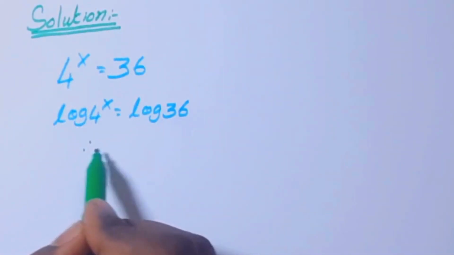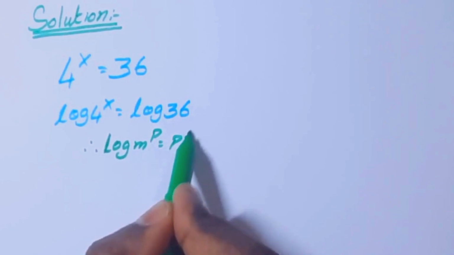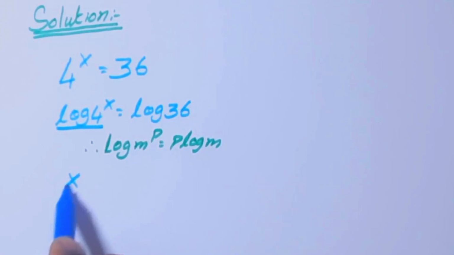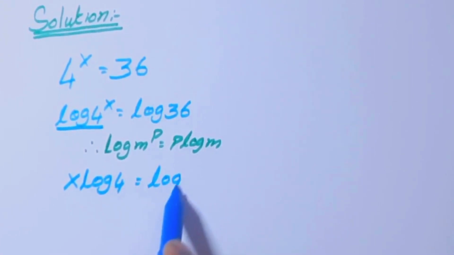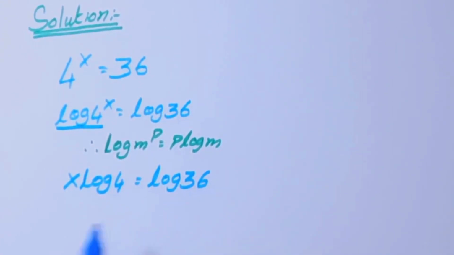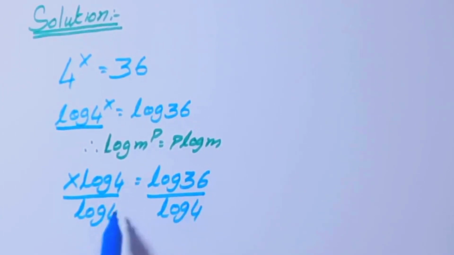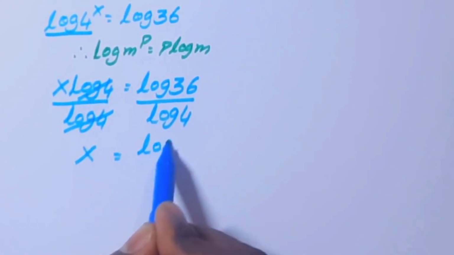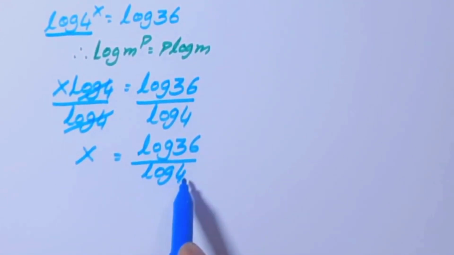Now, log m power p equal to p log m. We are going to implement this here. So x log 4 equal to log 36. Now divide by log 4 on both sides. Log 4 by log 4, this log 4 cancels this. So we have x equal to log 36 by log 4.